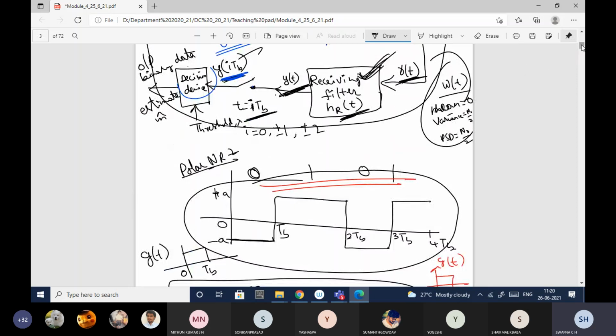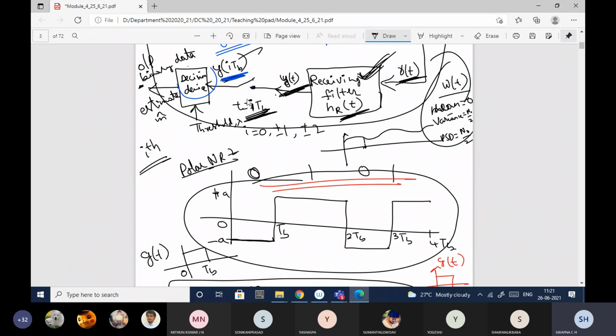I need to take the decision in favor of the ith symbol. So before that, I need to sample y of t. Y of t is sampled at t equal to iTb. Let me consider I'm getting some signal like this. Now I need to sample at every iTb, where i values can range from 0 to infinity, or minus infinity to plus infinity. Anyway, I've just taken only the positive single-sided sinusoidal signal. So this is my signal.